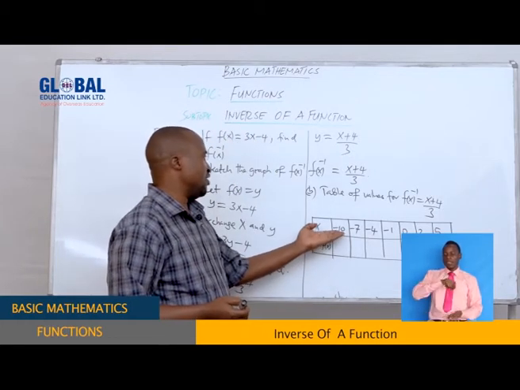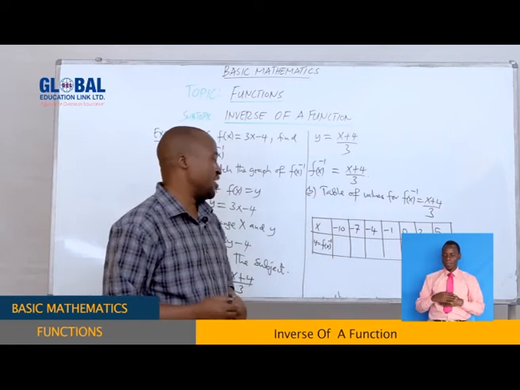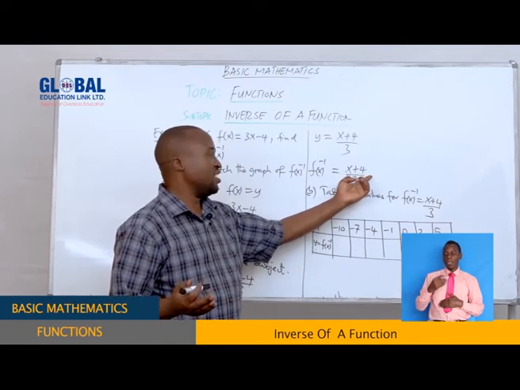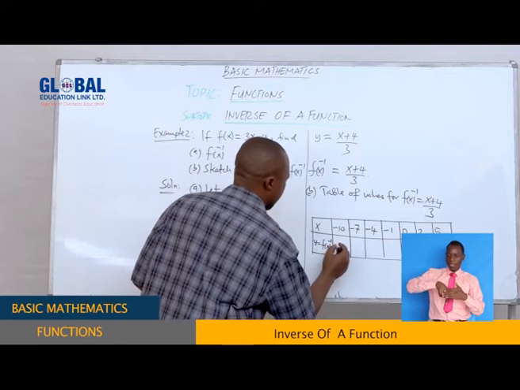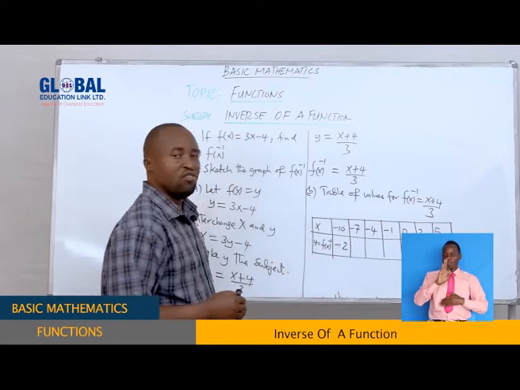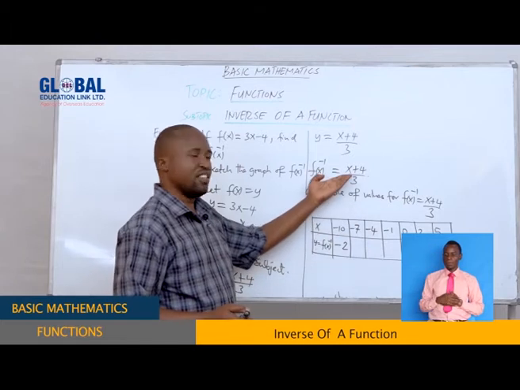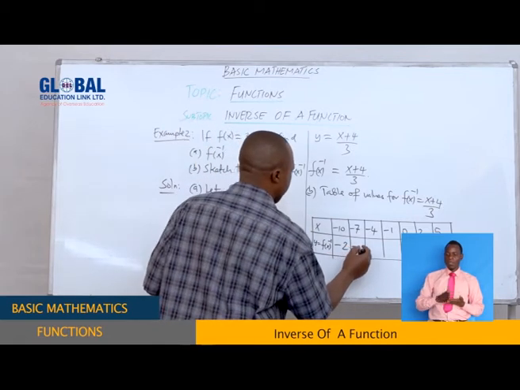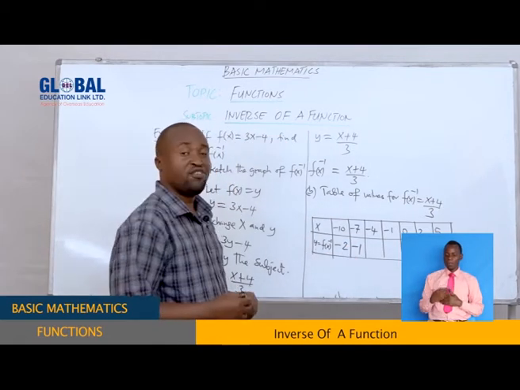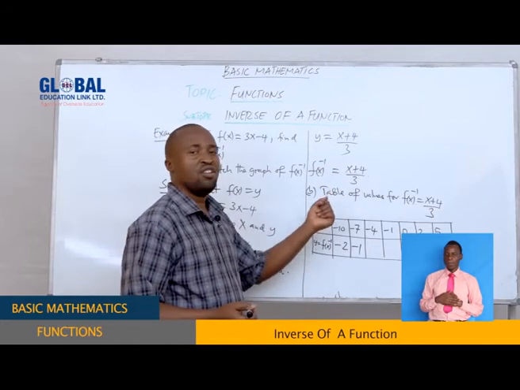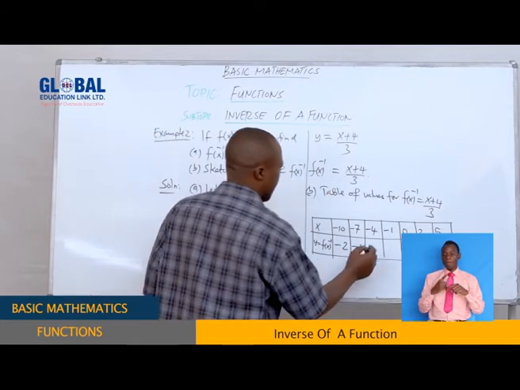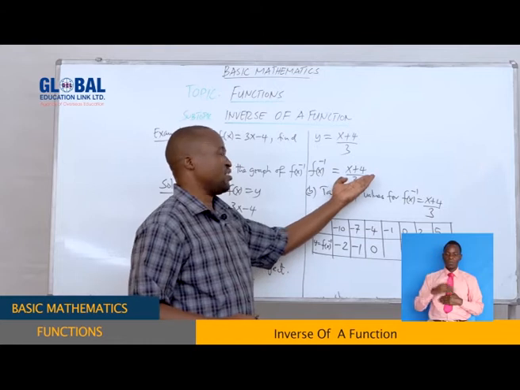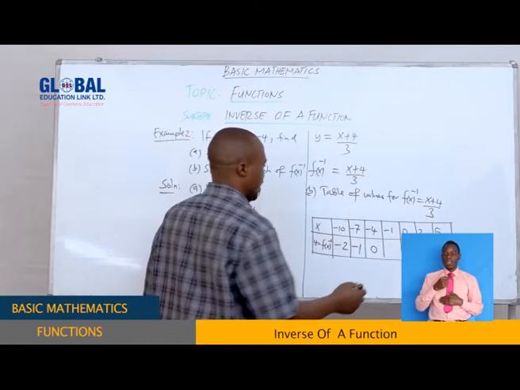So we substitute negative 10 in our f inverse of x. That is negative 10 plus 4, that is negative 6. Over 3, we have negative 2. We proceed with negative 7. So negative 7 plus 4 is negative 3. Over 3, that is negative 1. Then for negative 4 plus 4 over 3, that is 0. The next is negative 1 plus 4, that's 3 over 3. Then we have 1.